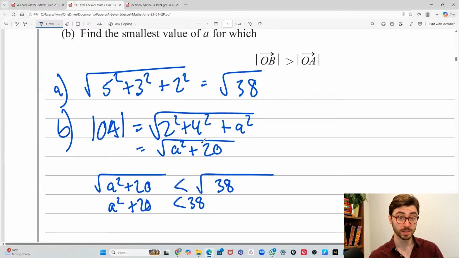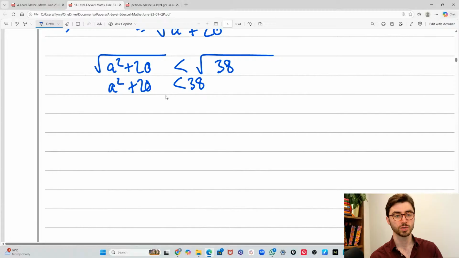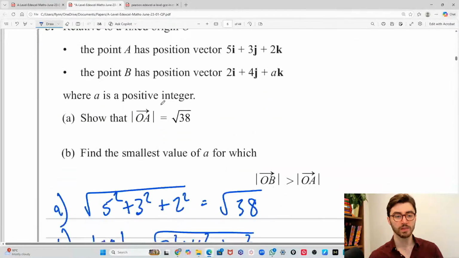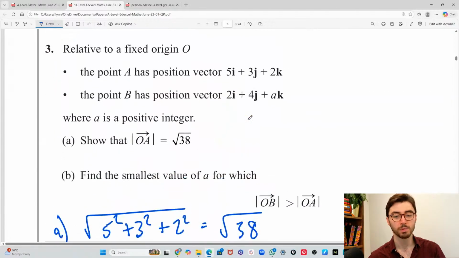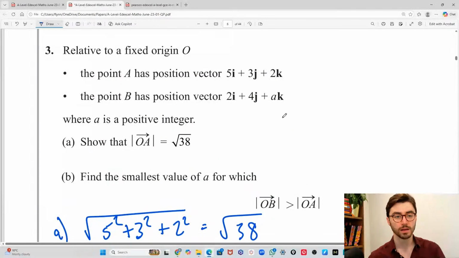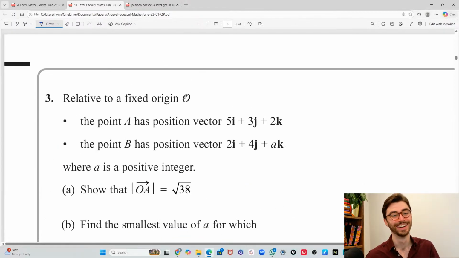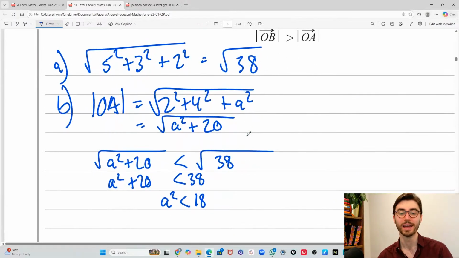Unless I've done something incredibly silly. Which would mean that A squared is less than 18. So the smallest value of A, given that A is a positive integer. No, that implies I've done something wrong, though, because it can't just be 1. What have I done? Did I put them on the wrong side? So OB. Oh, that's OA. That's OB. Okay, I got them on the wrong side.